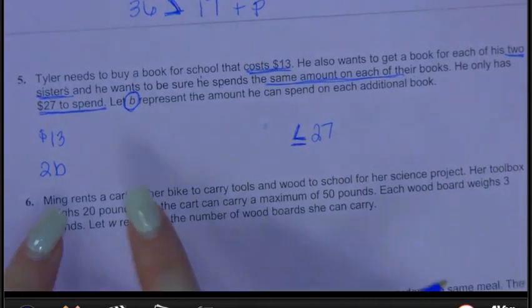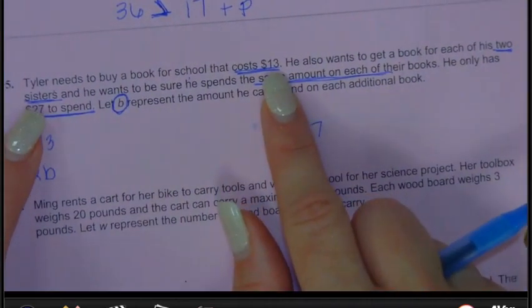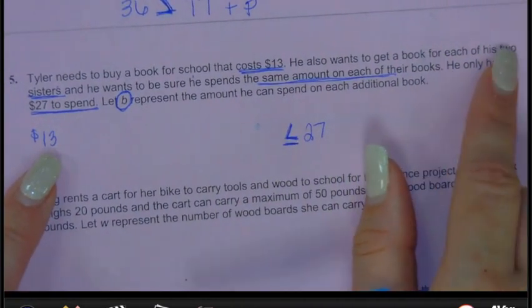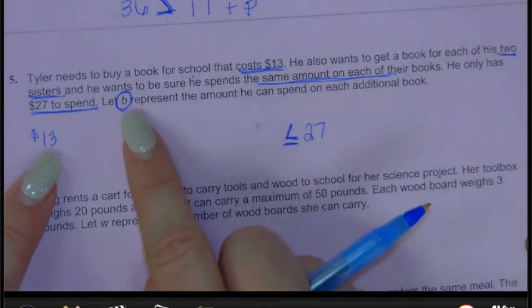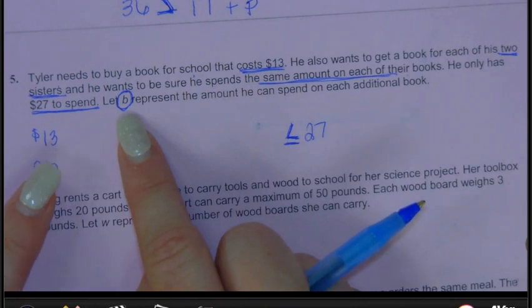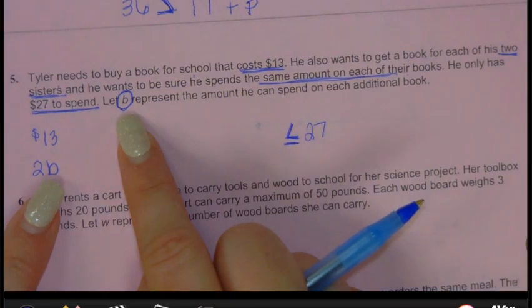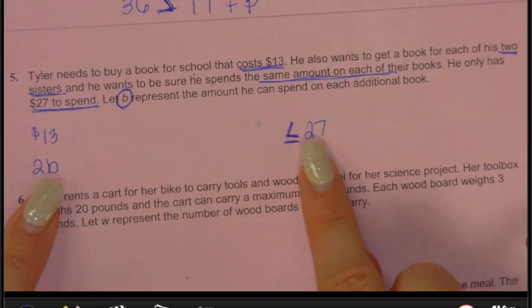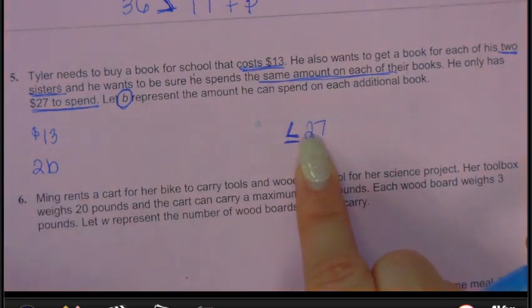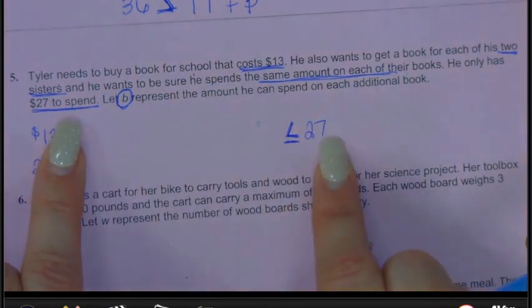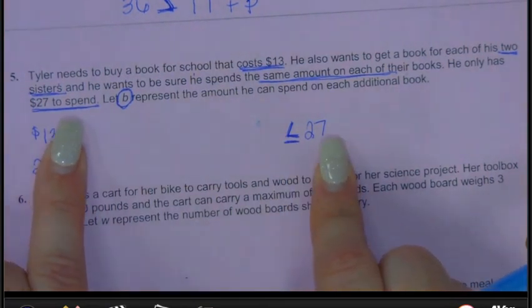To recap, Tyler needs to buy a book for school at $13, so he has to spend $13 on his textbook. He wants to buy a book for each of his 2 sisters, and each book is going to be the same amount, which we let represent B. So he needs 2B, 2 additional books at the exact same price for his 2 sisters. And he has $27 to spend. Does he have more? Can he spend $30? No, he only has 27. Can he spend exactly $27? Yes, he can spend exactly 27.